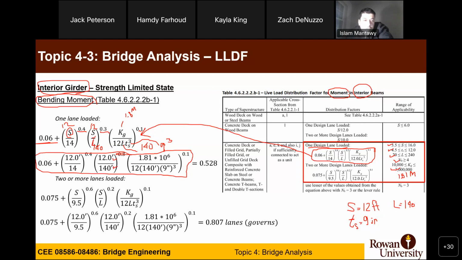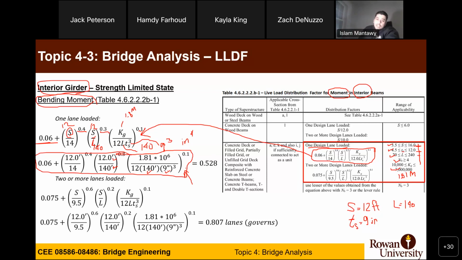Your TS is in inches, your L is in feet, and your Kg is in inch to the power 4, whatever they have. So this is built into the equation. Don't try to convert them to inches or feet by yourself. You see the boundaries here, right? TS in inches, S in feet, L in feet. So don't mix between them, okay? This is a very good observation.